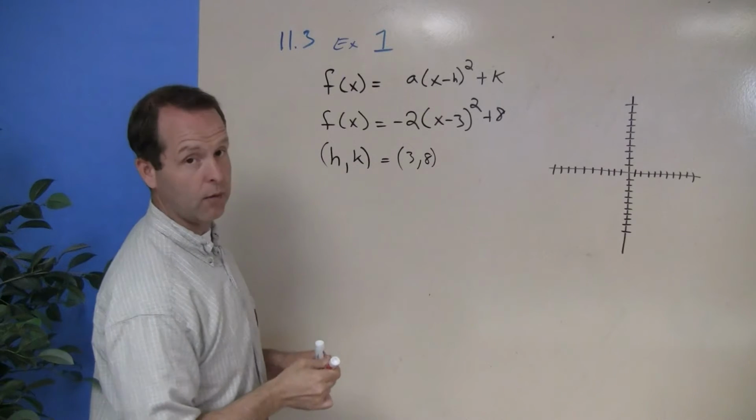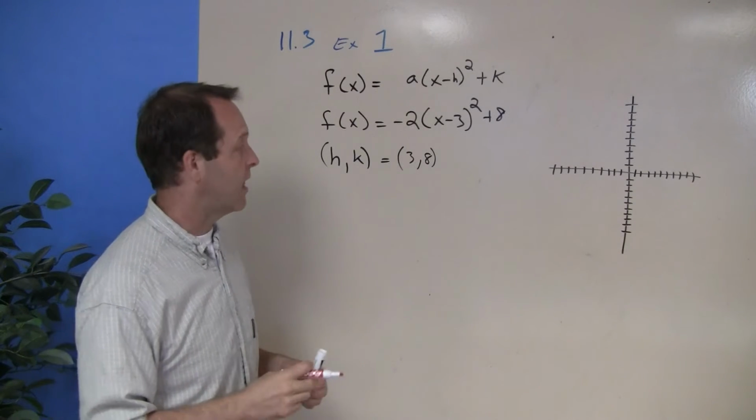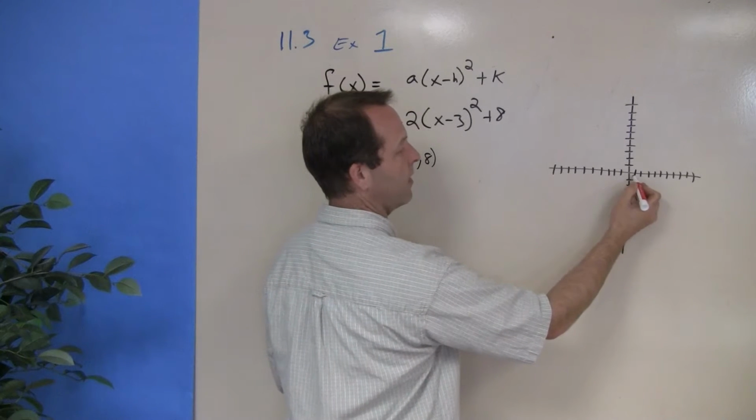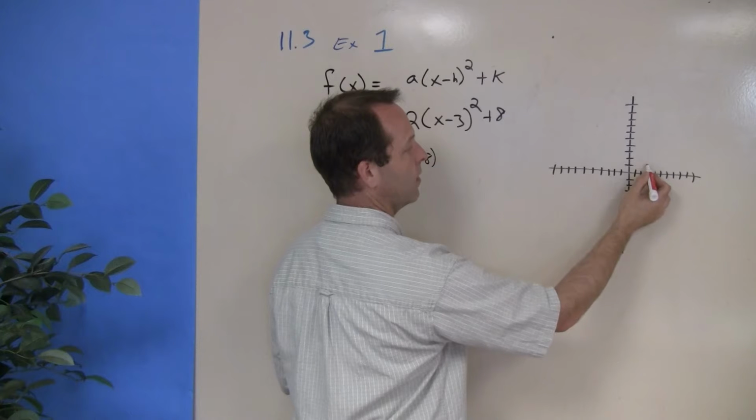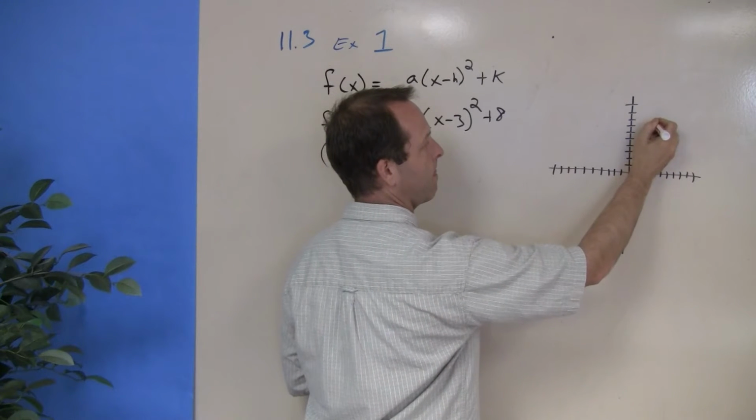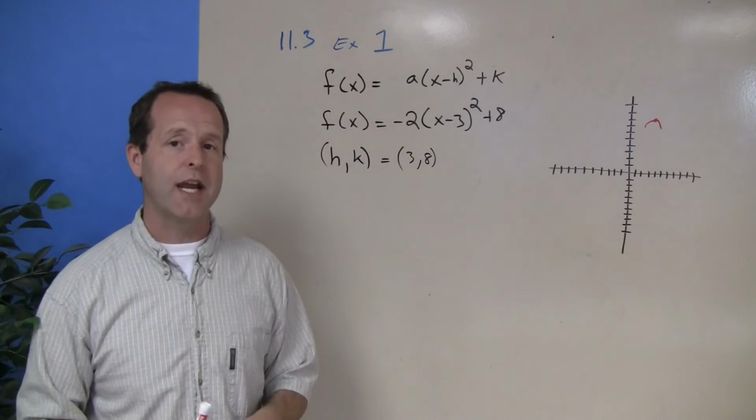So I know if I go over to my graph, I have a parabola, it goes down, and the vertex of that graph is at the point (3, 8). So I'm going to go over 3, 1, 2, 3, up 8, 1, 2, 3, 4, 5, 6, 7, 8. So I have a graph now that's just starting to take shape.